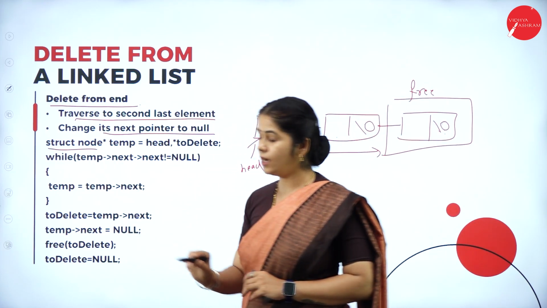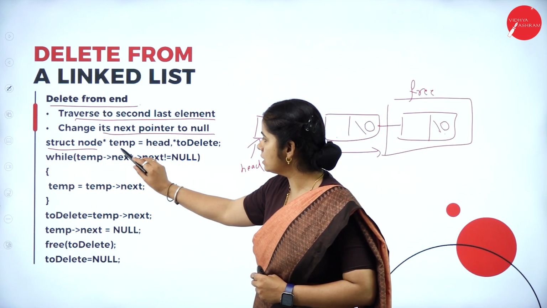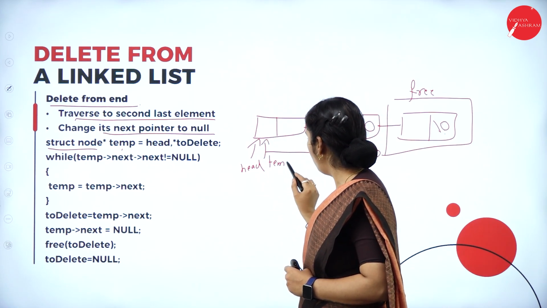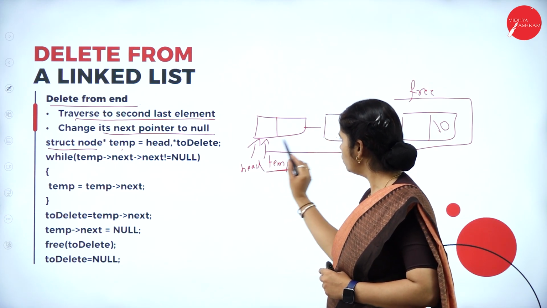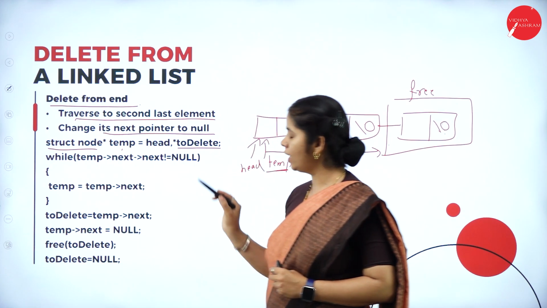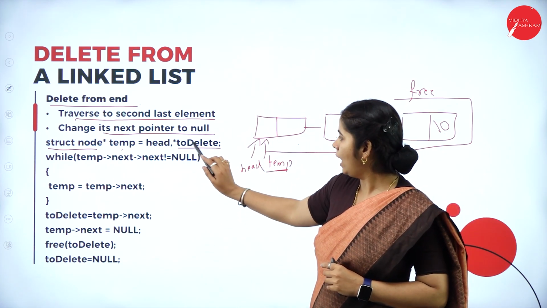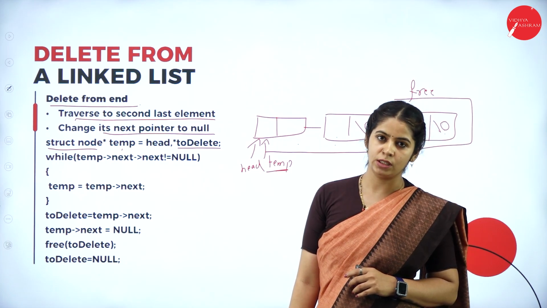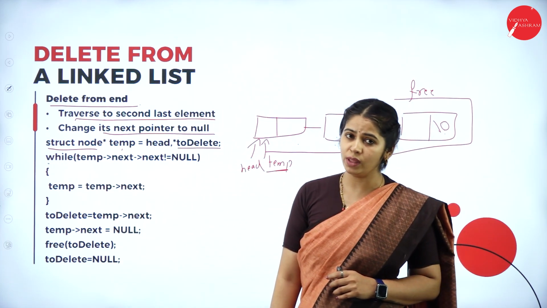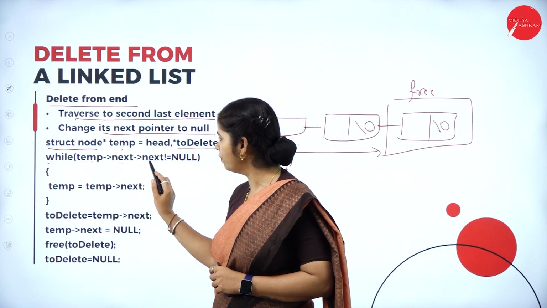Struct node, we already know we are using one variable called temp, the temporary variable, which is used to traverse from one node to another node. And one more variable, to delete. Which node is supposed to be deleted? The address will be stored in that particular node variable. Then what are we checking with the condition? We are checking the condition temp of next of next.